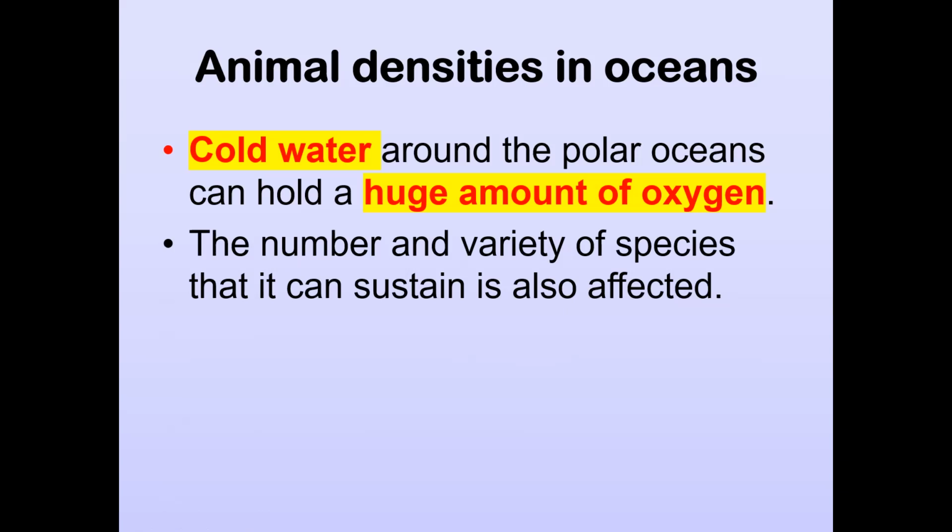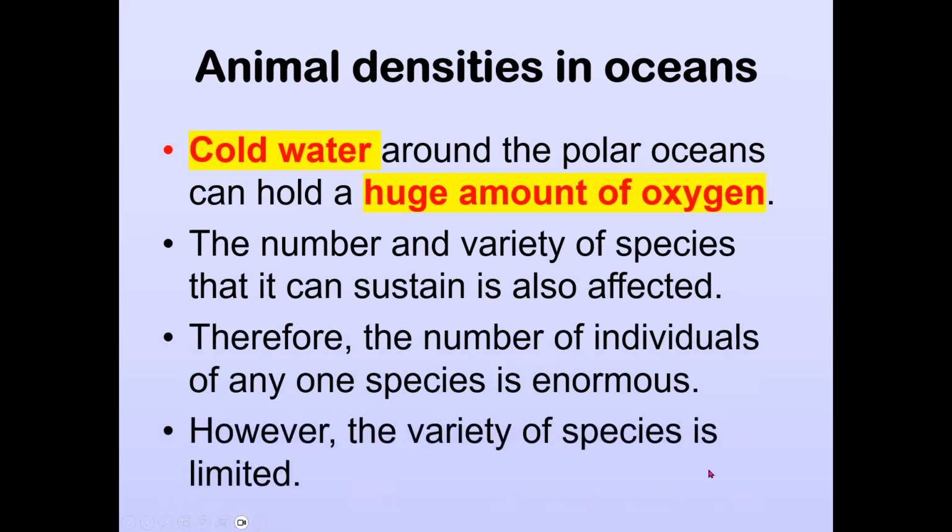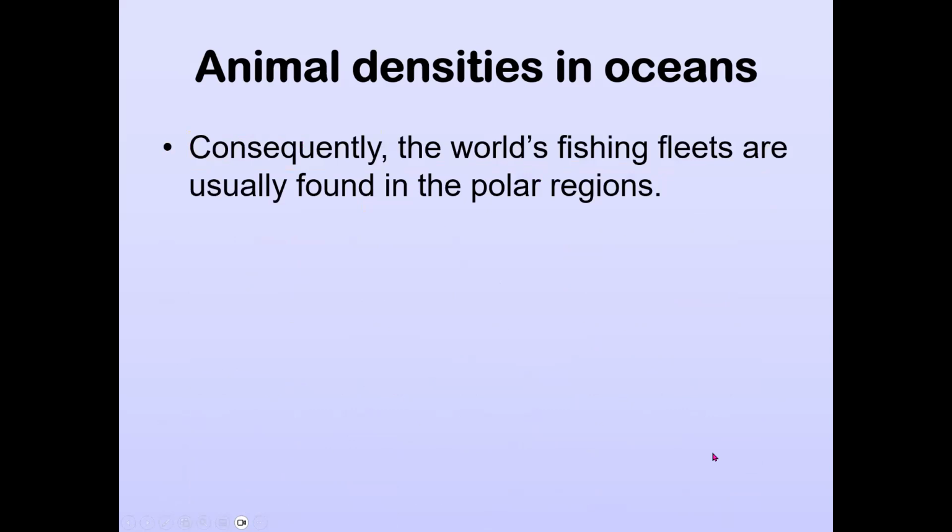So there aren't that many species, but what they've got is huge numbers. Like krill, for example, all these huge whales, the blue whale, it eats tons and tons of krill every day. So the number of individuals is enormous, but limited varieties. So the world's fishing fleets are always around polar regions. So that's in the North Sea, they have massive fishing areas.